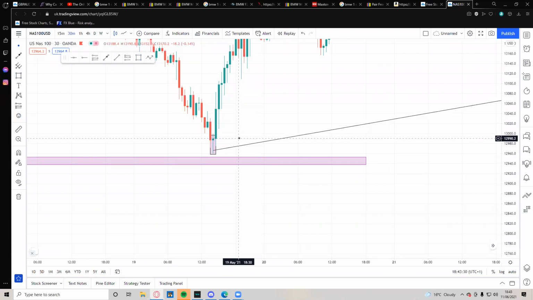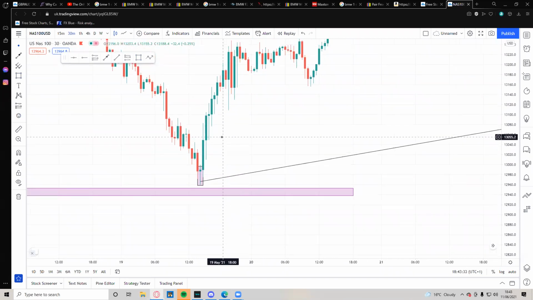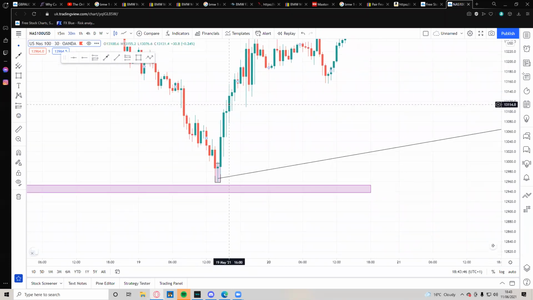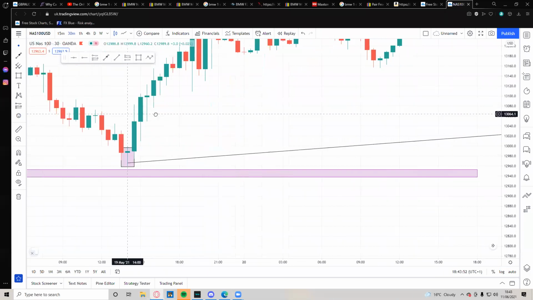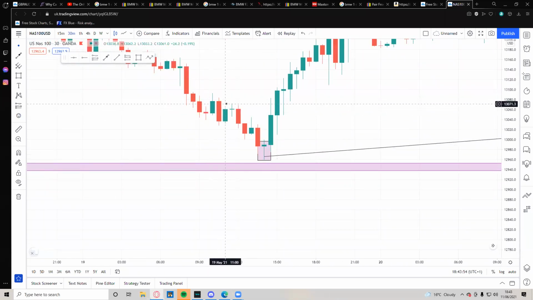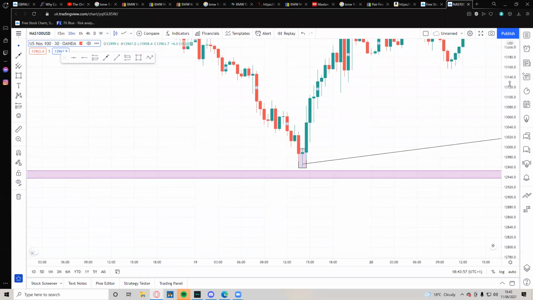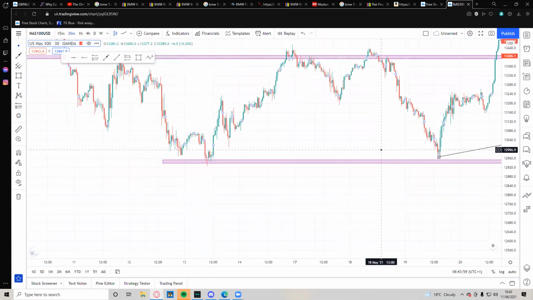Another note for you guys is I like to say that rejection candles are only valid when they are near a support or a resistance. You can get a doji in the middle of an uptrend and it means absolutely nothing, but people will take it as a rejection. You can see we've got a pin bar here to the downside, and people will say, oh yeah, this is going to happen. But it's not near support or resistance, so it means absolutely nothing.